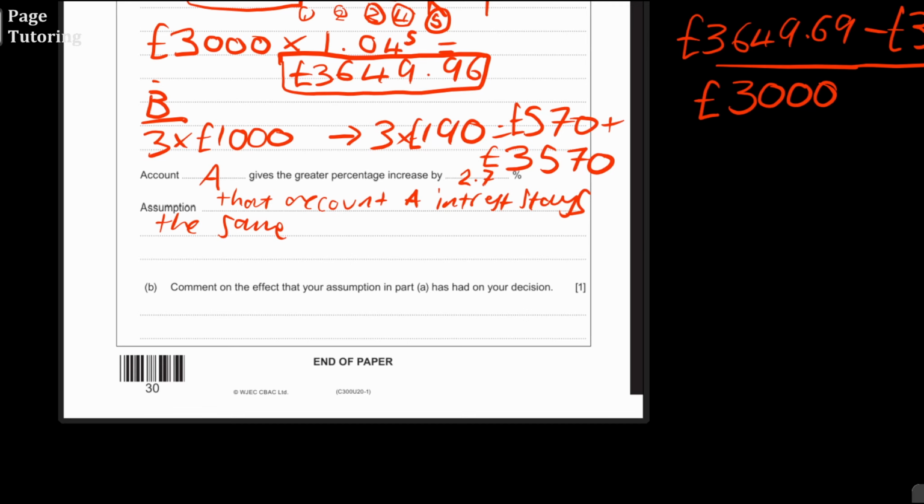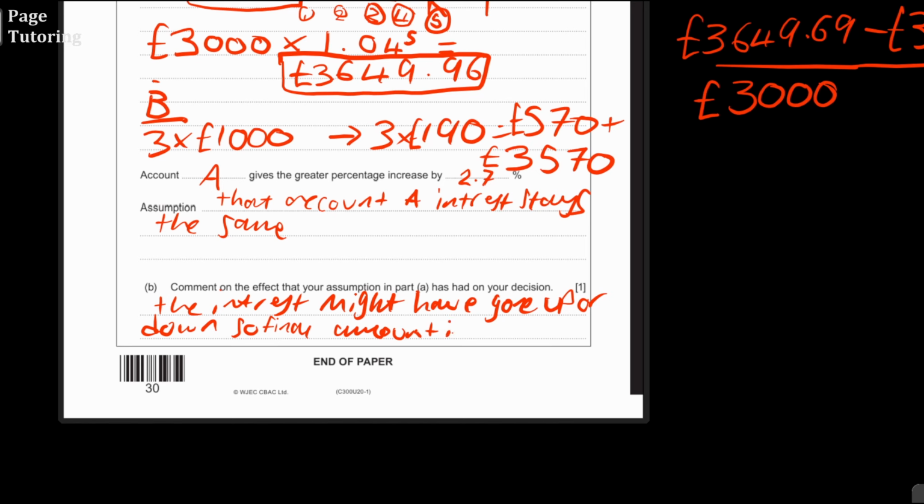So you could say the interest might have gone up or down, so final amount in account A may have been more or less. And that is the end of that paper.